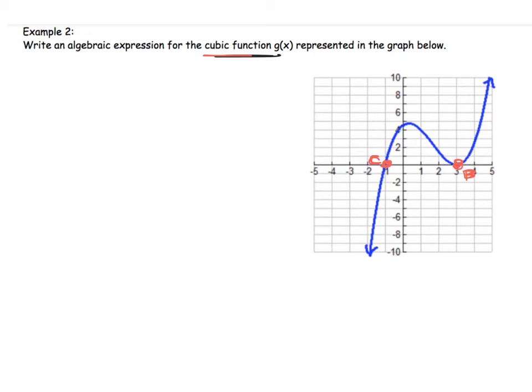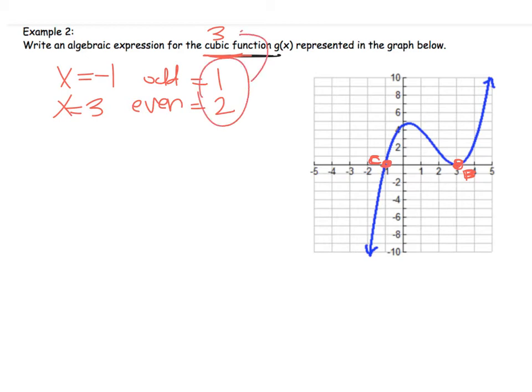So I am going to choose that for my first zero, x equals negative 1, I need an odd multiplicity. And for my second zero, x equals 3, I need an even multiplicity. And I need those numbers to add up to 3. So I'm going to choose an odd multiplicity of 1 and an even multiplicity of 2, so that these numbers add up to my cubic function that has 3 linear factors, one that's repeated. So now that I have my zeros and my multiplicities, I'm going to start writing my equation.